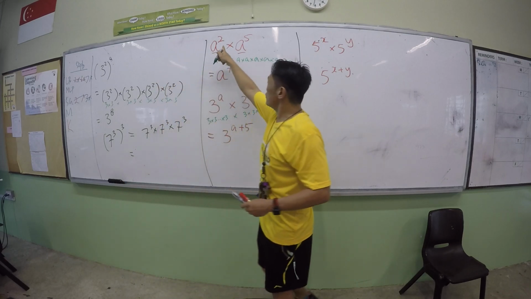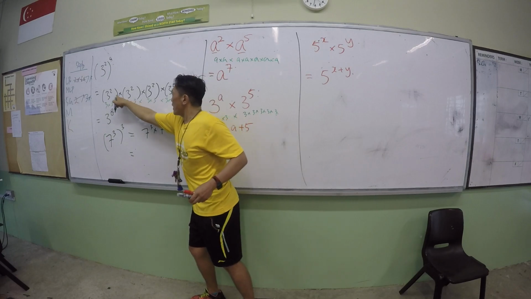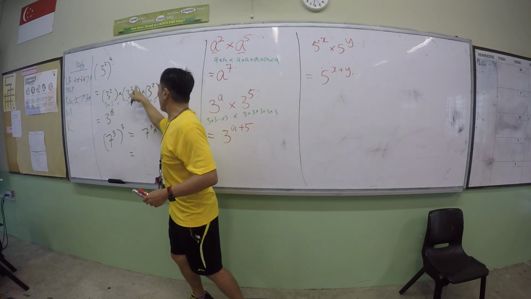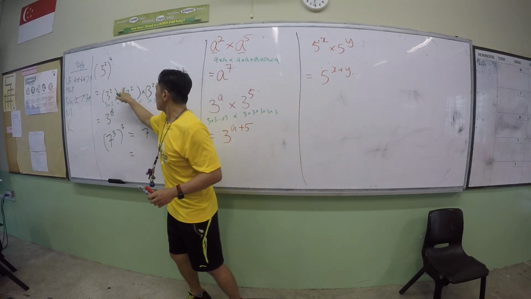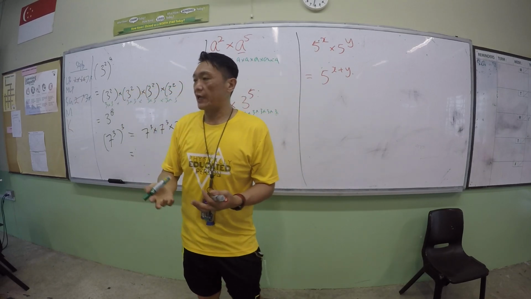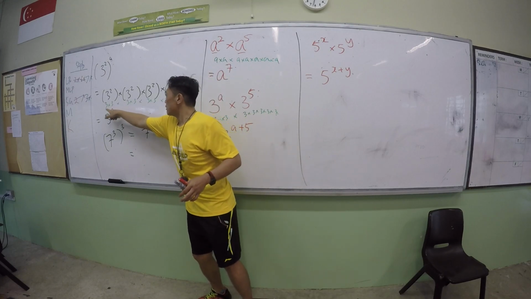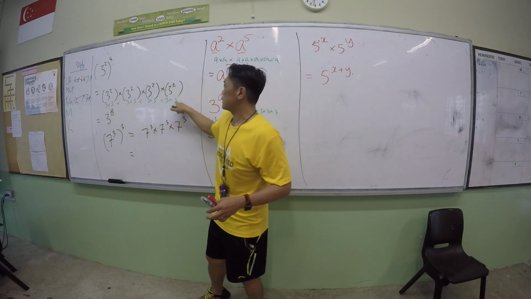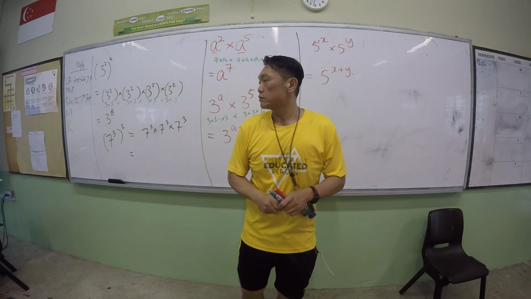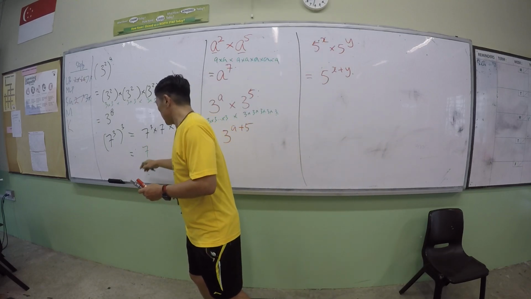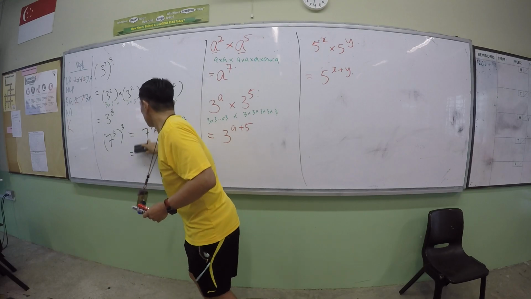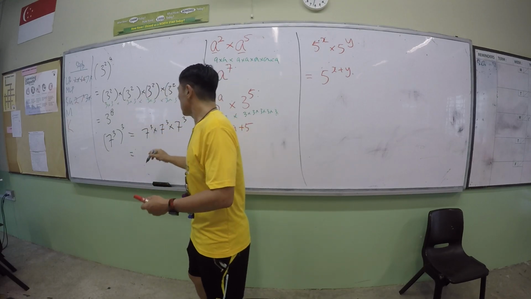So back to what you were doing just now. When we multiply, same base, we just add the power together. So 2 plus 2 plus 2 plus 2 is 4 times of 2. Okay. Or you go and count 1, 2, 3, 4, 5, 6, 7, 8. 7 to the power of 9.